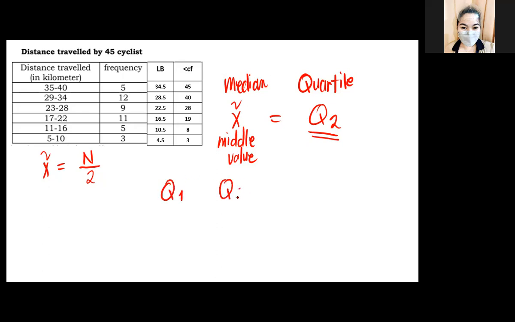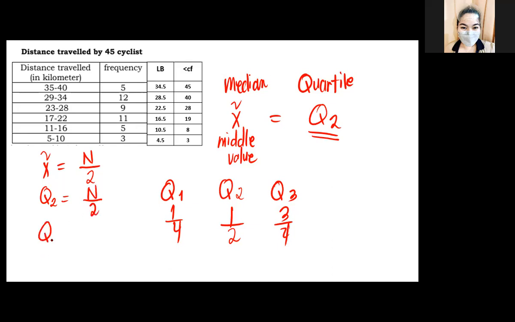Looking at Q sub 1, Q sub 2, and Q sub 3, Q sub 2 is in the middle. That's why we are getting the half of the data. Q sub 1, 1/4 of the data. And Q sub 3, 3/4 of the data. Right? So if Q sub 2 and median is equal, meaning for you to locate Q sub 2, you have to use n divided by 2.